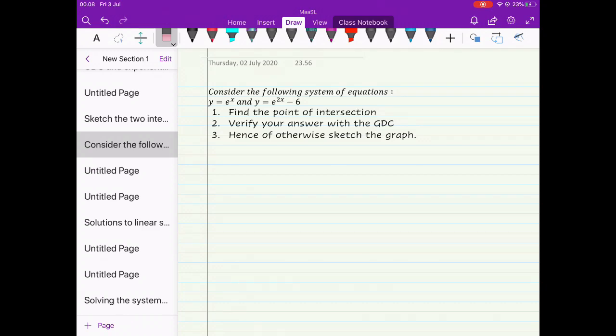Consider the following system of equations: y is equal to e raised to power x and y is equal to e raised to power 2x minus 6. So our question is: find the point of intersection, verify your answer with GDC, hence or otherwise sketch the graph. So let's solve the first part.